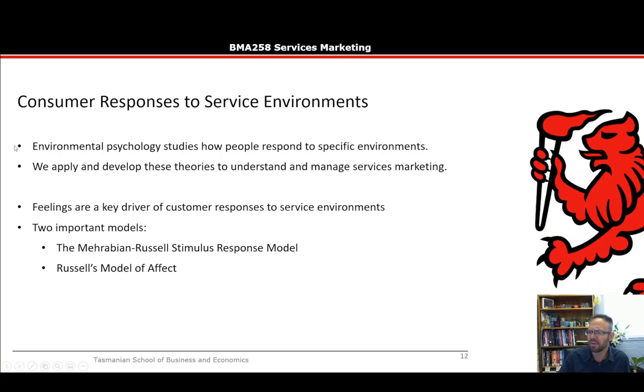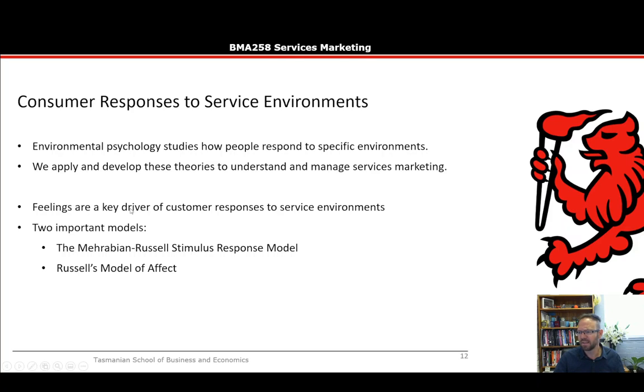So, environmental psychology studies how people respond to specific environments, and then we can apply and develop these theories to understand and manage services marketing. So feelings are a key driver of customer responses to service encounters, and there are two important models that we're going to look at. The first one is Mehrabian-Russell's stimulus response model, and the second one is Russell's model of affect.